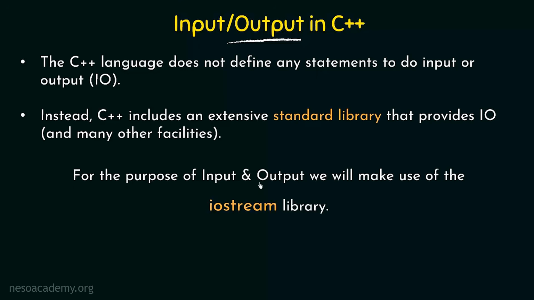For the purpose of input and output, we will make use of something known as the iostream library. iostream stands for input output stream. And remember, this is a library that is a part of the standard library that we have in C++. So this is the one that will provide us with the facilities for doing input and output. We will see how it is done.